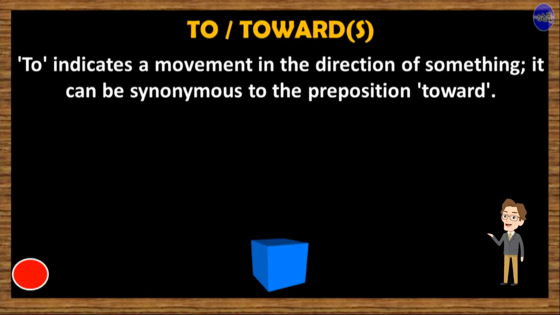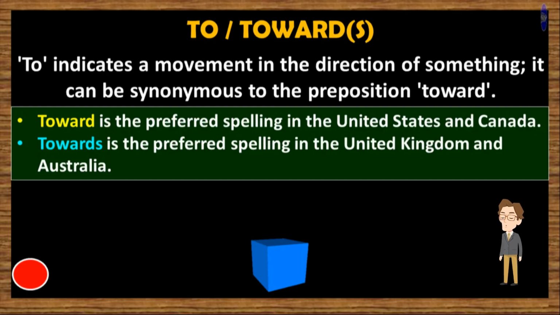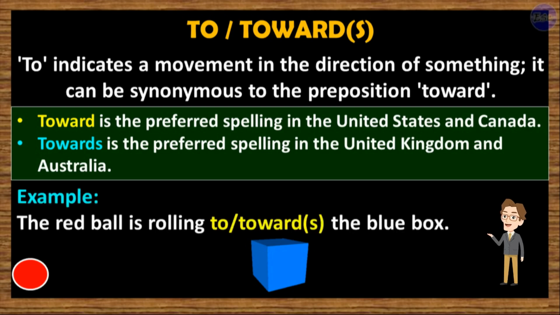To, or towards. To indicates a movement in the direction of something. It can be synonymous to the preposition toward. Toward is the preferred spelling in the United States and Canada. Towards is the preferred spelling in the United Kingdom and Australia. Example: the red ball is rolling to, or towards, the blue box.